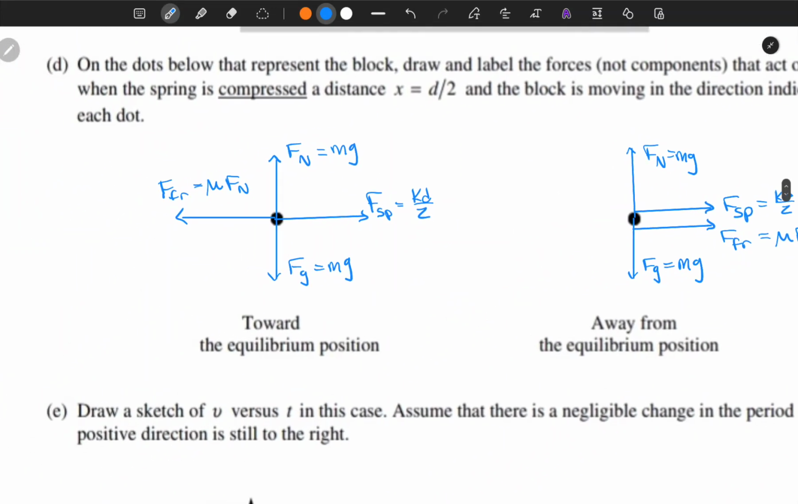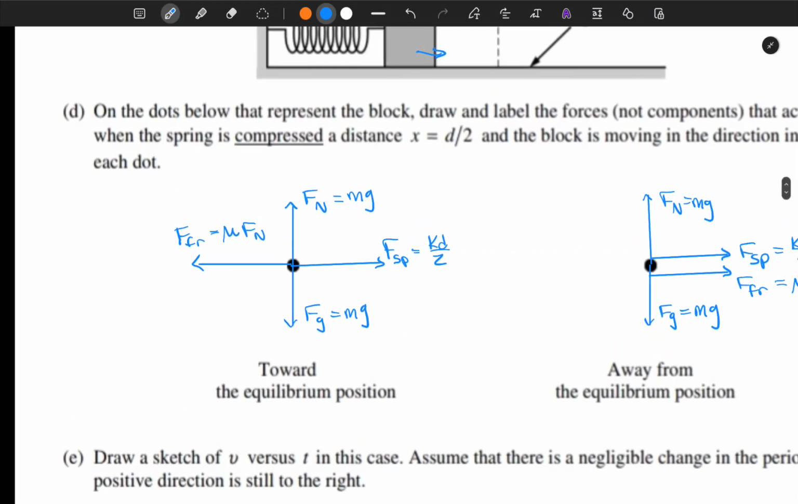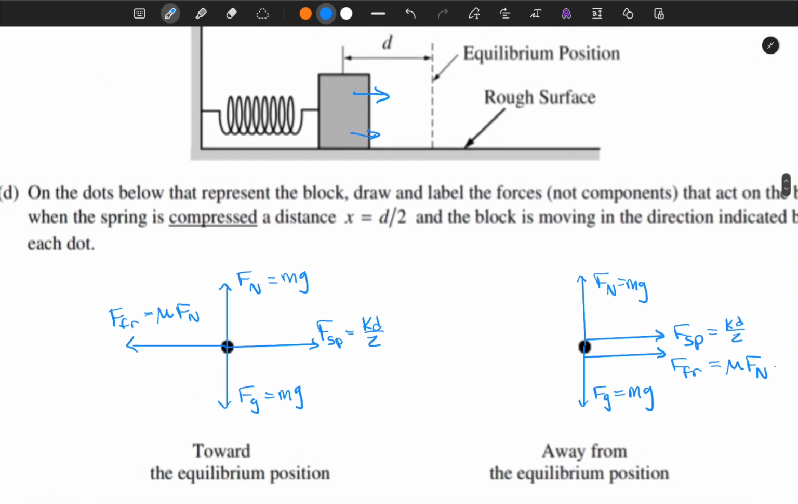So these are the two force diagrams acting on the block when it's moving at different points in time. As a note, this problem gets 1 point when we write the correct normal force and gravitational force. For the left diagram here, the student gets 2 points for having the correct horizontal forces. That is, the spring force moving to the right and the friction force moving to the left.